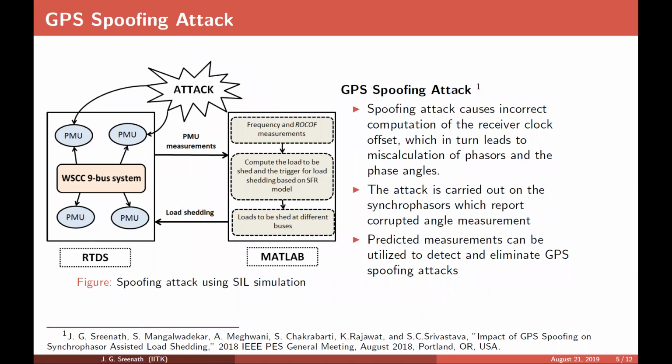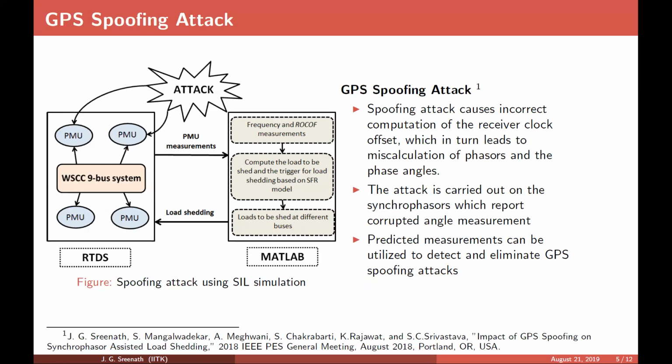So here we take the first scenario. Here we consider a GPS spoofing attack. What we study is the impact of GPS spoofing on synchrophasor assisted load shedding. Load shedding can be of three types. You have the traditional schemes where the load shedding is entirely based on the frequency deviation. Based on how much the frequency deviates, you decide how much load to be shed, such that the frequency gets back to the normal value.